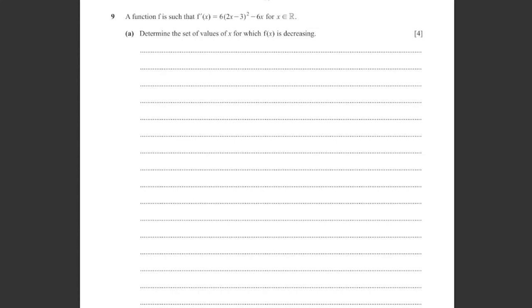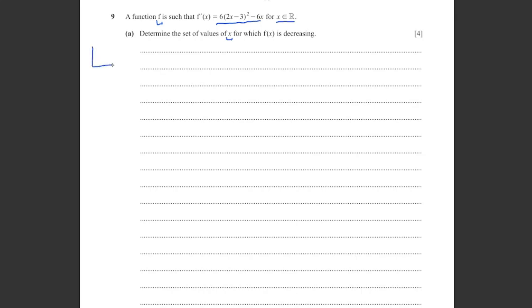We got question 9 over here, and they say that a function f is such that its derivative, f prime, is equal to this equation right over here. And they say that x can be any number. So determine the set of values of x for which the function is decreasing. So this f is going to be some function, some curve, and they want us to tell them the values of x for which the function is decreasing.